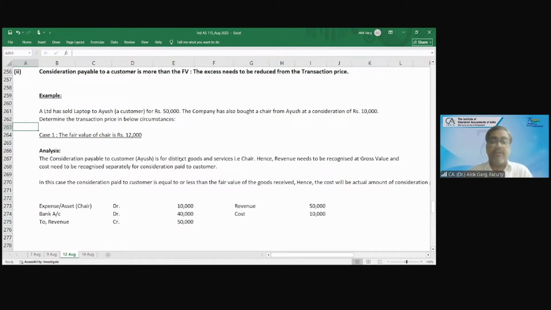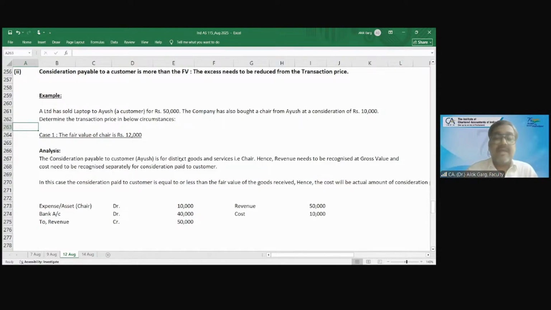That the revenue and the cost net recorded should be 40,000. 50,000 is received and 10,000 is moved out, right? The standard says that whenever an entity is paying a consideration to a customer and that consideration is for distinct goods and services, meaning the goods and services sold and the goods and services received are different, okay, separate.